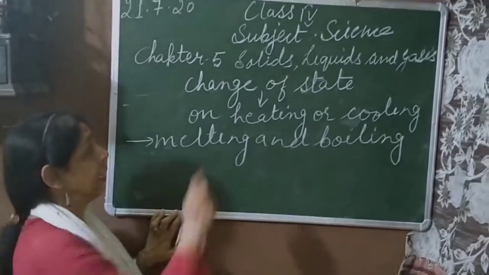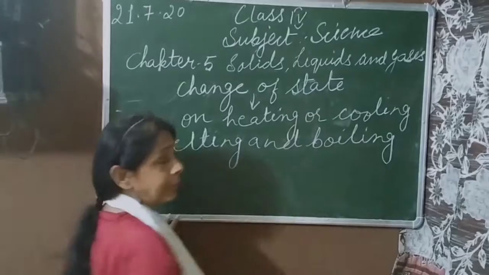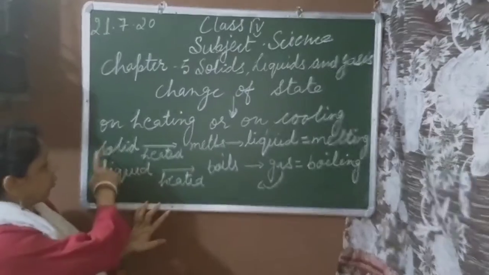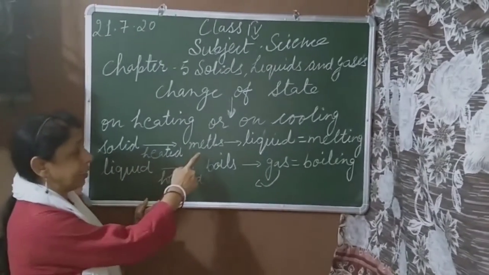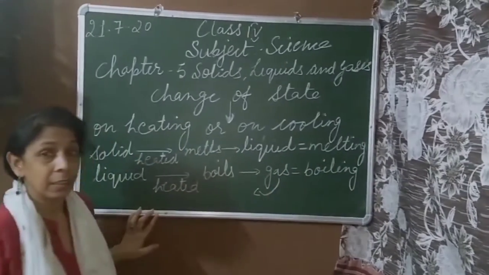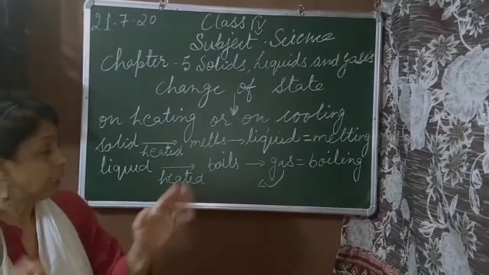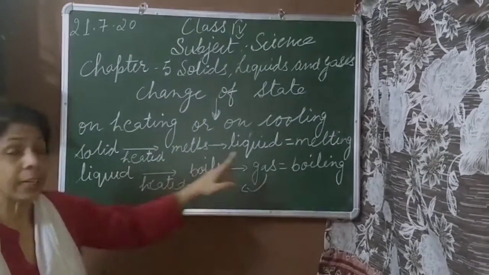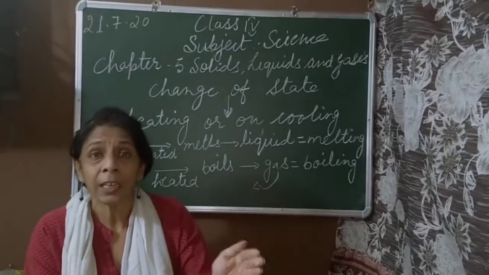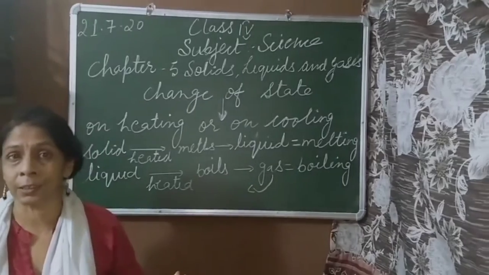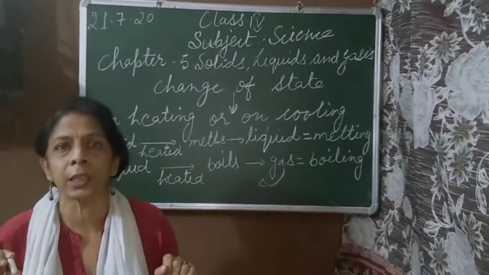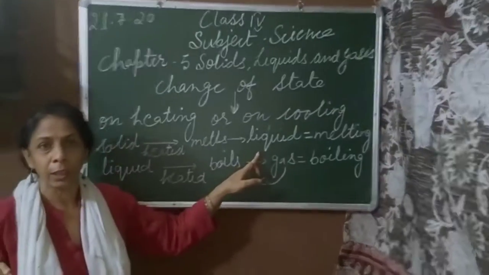Now, let us see how change of state happens by cooling. We learn that when solid is heated, it melts and turns into liquid, that is called melting. जब solid को गर्म करते हैं तब वो पिघलता है और लिक्विड में चेंज हो जाता है, जिसको हम मेल्टिंग या पिघलना कहते हैं. In some cases, not every, when you are heating the duster or chalk, it does not melt and does not turn into liquid, isn't it?